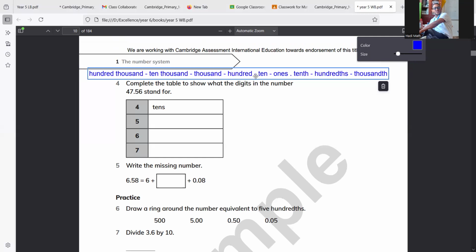So we have this question here, they say 47.56. We said 4 is tens. The 5 is the first digit after the decimal point, so it is tenths. Then we have the digit after, 6. 6 is the second digit after the decimal point, and we call that hundredths. Then we have 7, which is the first digit on the left of the decimal point, so it's going to be ones.